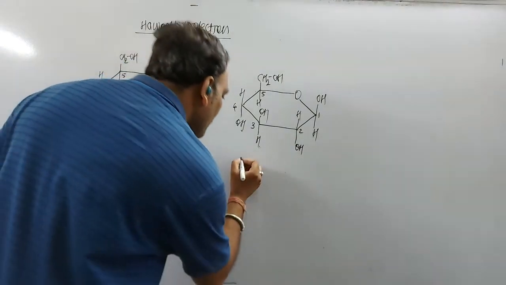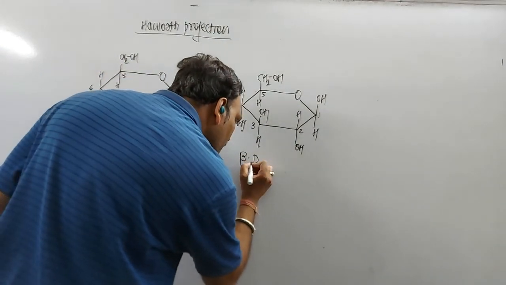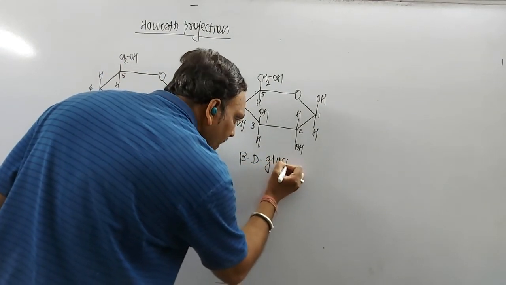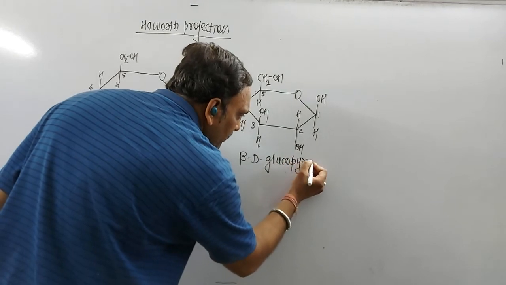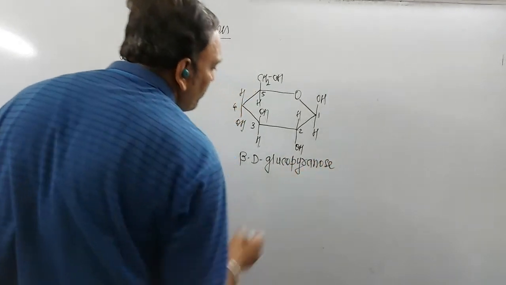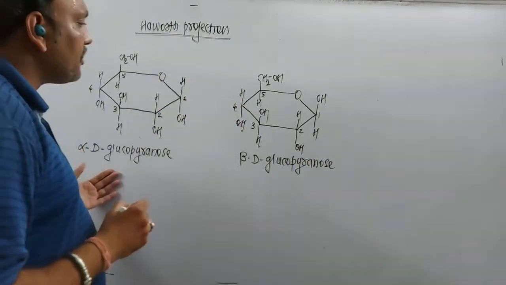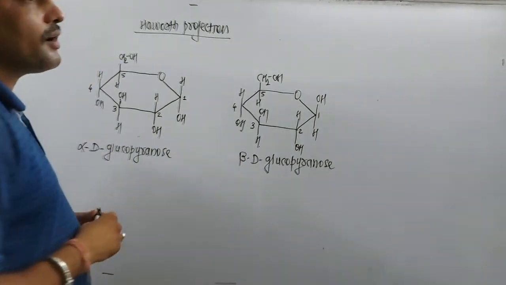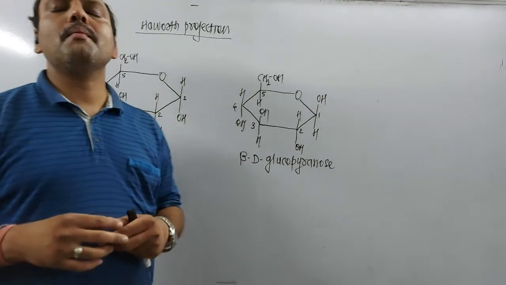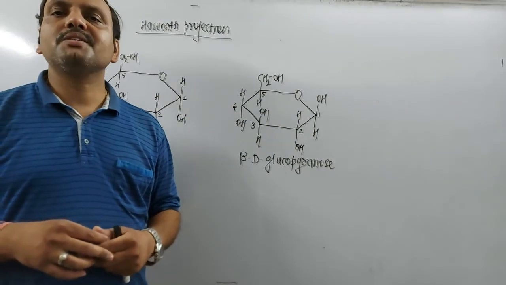So this happens to be the beta anomer of glucose. So this is beta-D-glucopyranose. So remember, this is the alpha and this is the beta anomer of glucose. So it was all about the cyclic structure of glucose.